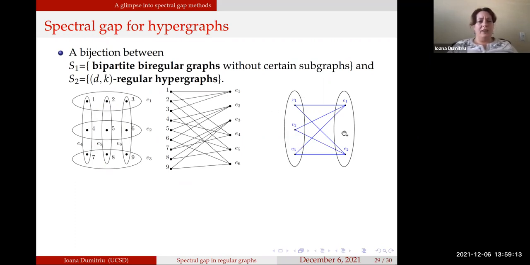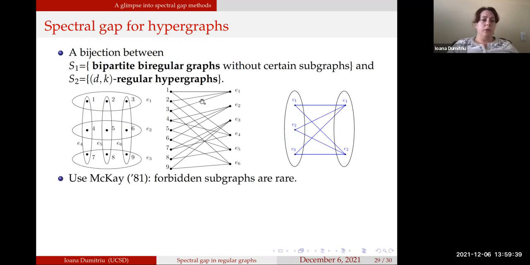Okay, so this is almost a one-to-one correspondence, almost a bijection, except for the fact that you're not allowed to have a certain type of subgraph. For example, I mentioned before that with hypergraphs, we do not allow for repeated edges. So things like this cannot appear, where you have two distinct vertices here on the right that connect to the exact same set of vertices. You can't have that. But it turns out that this type of forbidden subgraph is really rare when you look at the uniformly chosen DK bipartite biregular graph, and so you can essentially ignore them.